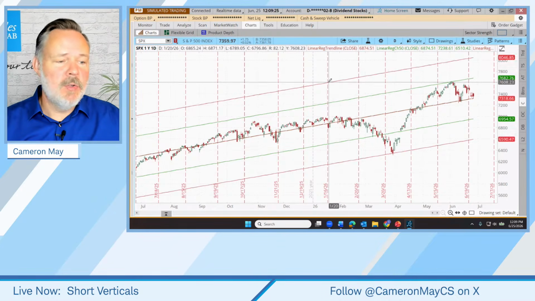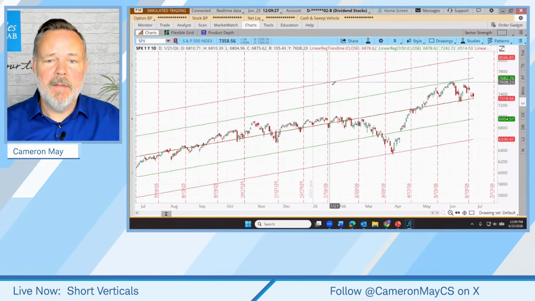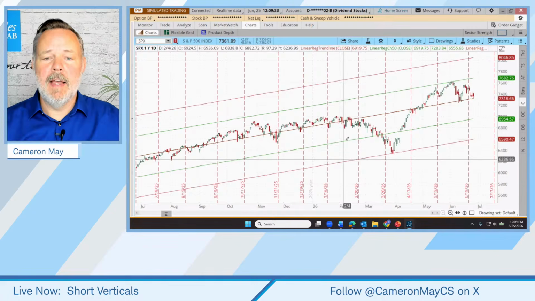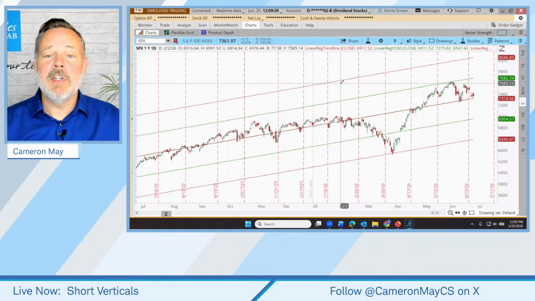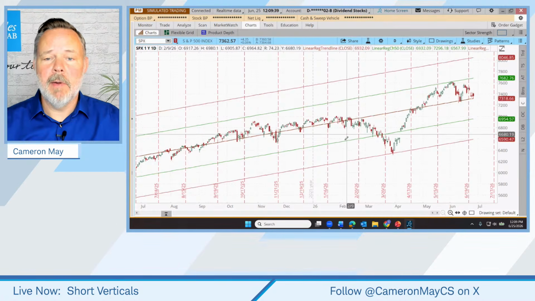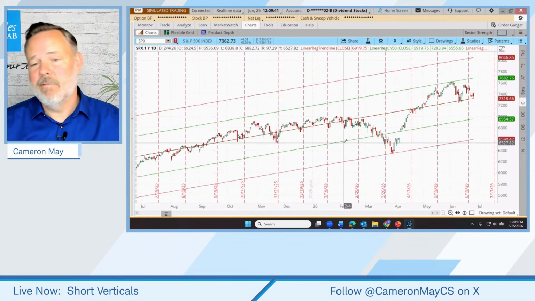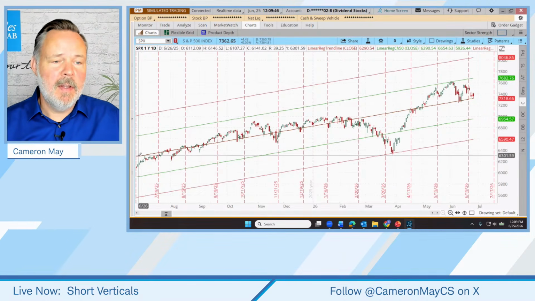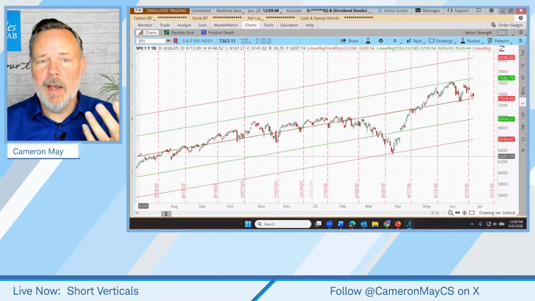So then what are these other 2 lines? So we have the 50 and the 100. I'm going to go to the 100. So there are actually 2 of them. Notice there are 2 red lines. Those are our 2 linear regression channel 100 lines. And then there are 2 green lines. Those are our linear regression channel 50. Big, long, elaborate name.